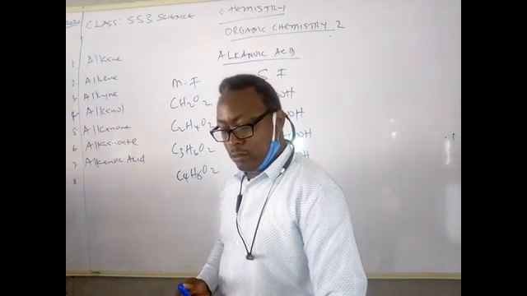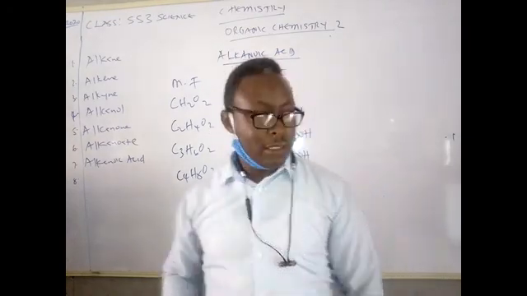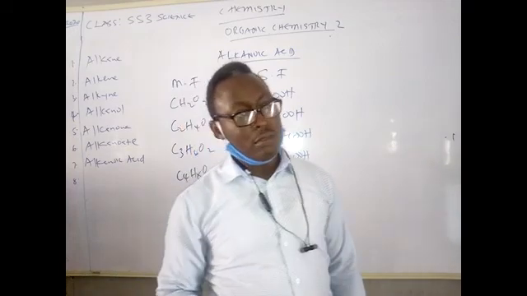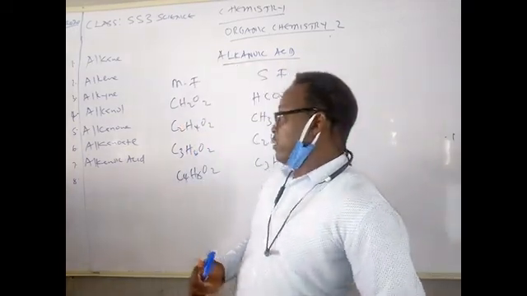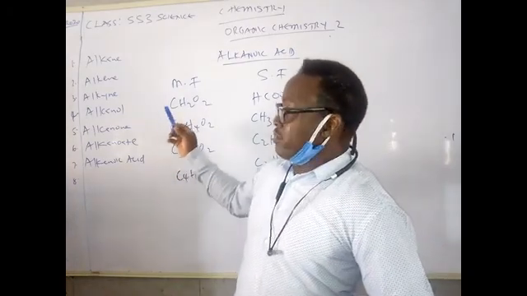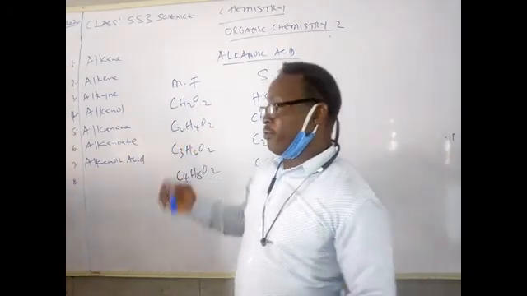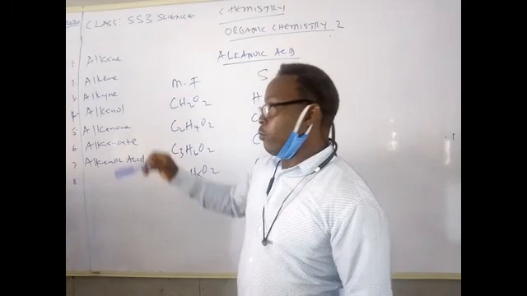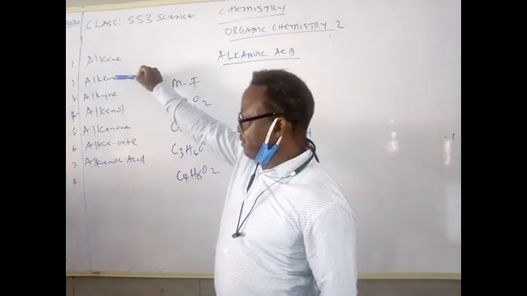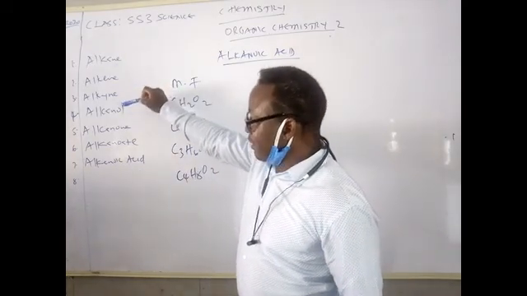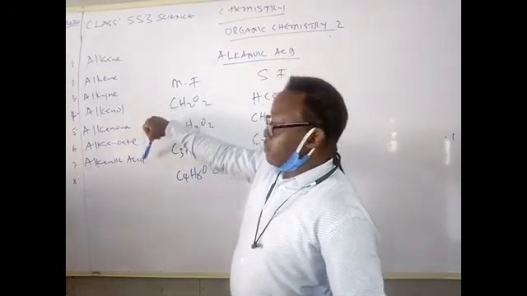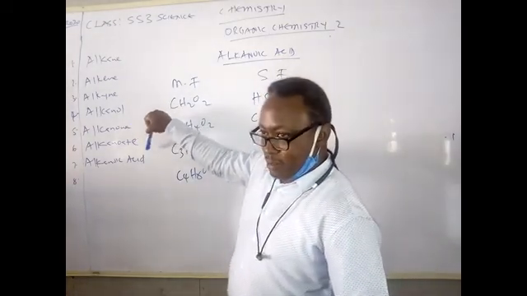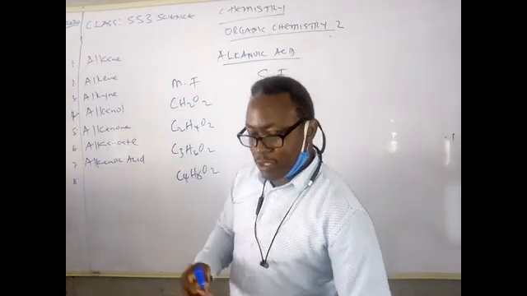I will be talking on organic chemistry 2 as a topic. We've talked about organic chemistry 1 for some time now. We have various types of homologue: alkane, alkene, alkyne, alkanol, alkanone, alkanoate, and alkanoic acid. There are various families.